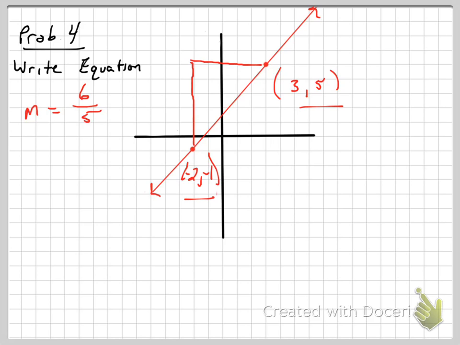And it doesn't matter what point you choose. If they just want you to write in point slope, pick one. Either one is fine. It becomes y minus 5. I always go with the one that's both positive, personally, equals m, which is 6/5, times x minus 3. And you're done.